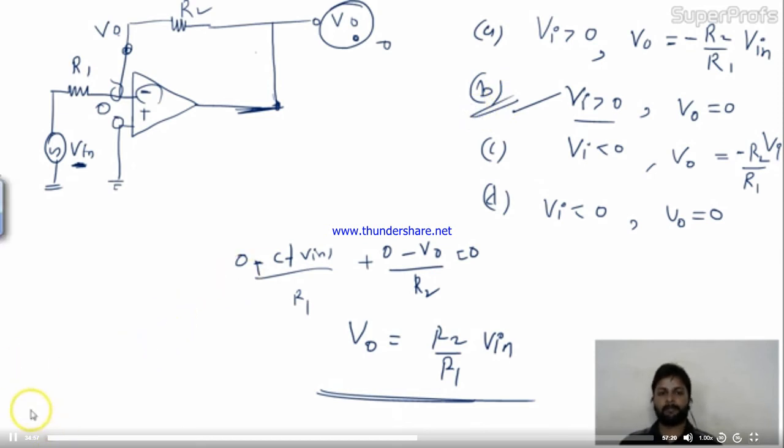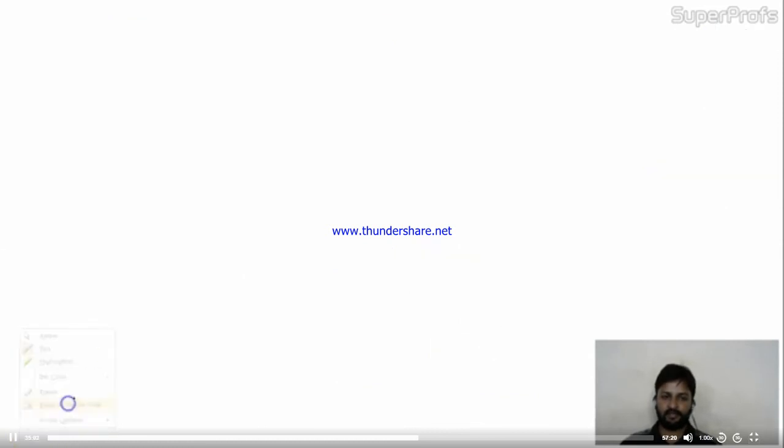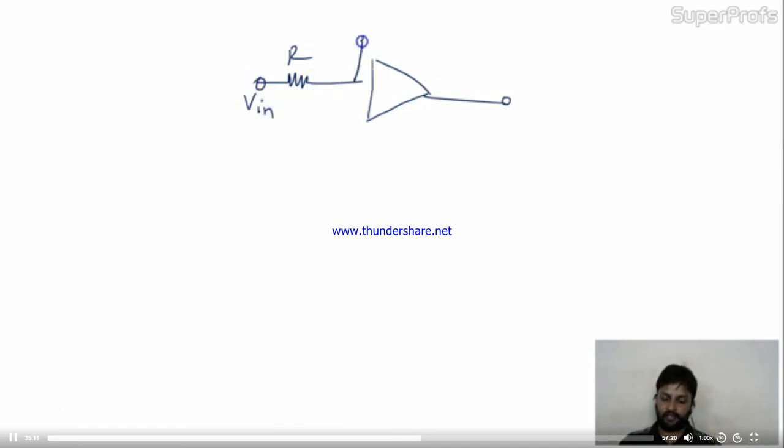Okay friends, come to the next question. The next question is a very simple circuit. The circuit is given with resistance R, with V in connected with a diode in this way. Obviously this is the inverting and this is the non-inverting terminal. The non-inverting terminal is grounded, and here is the output. Here is your input.